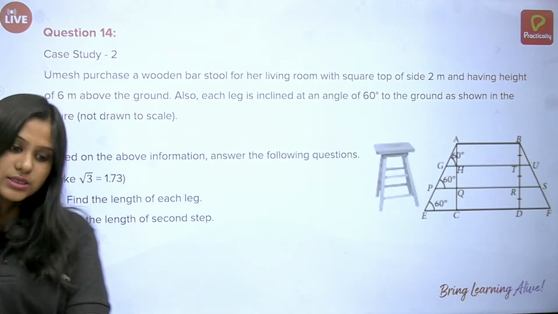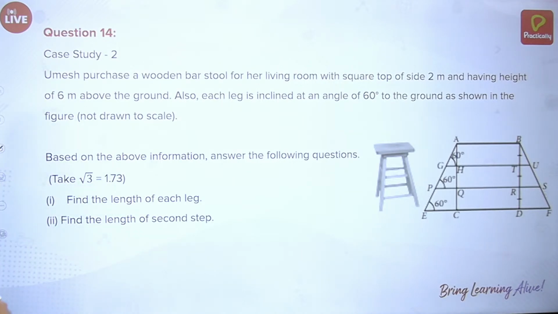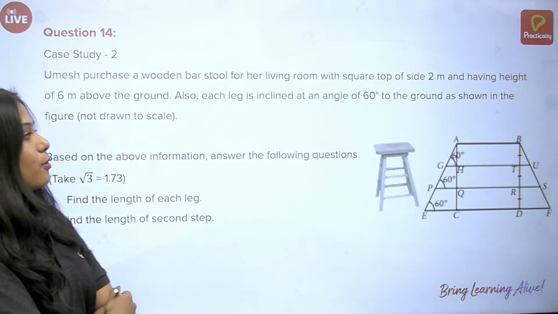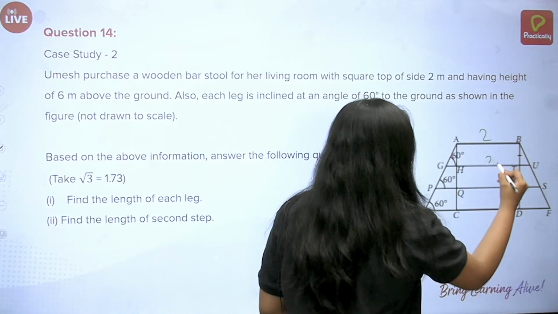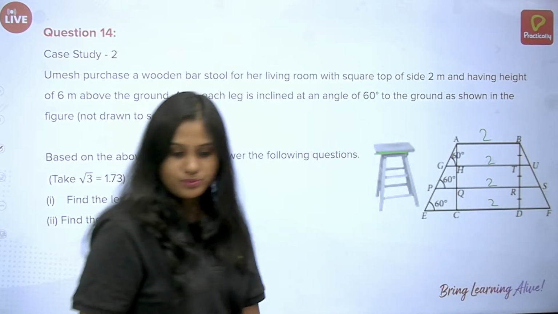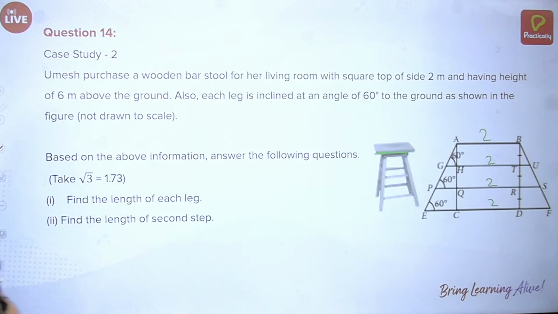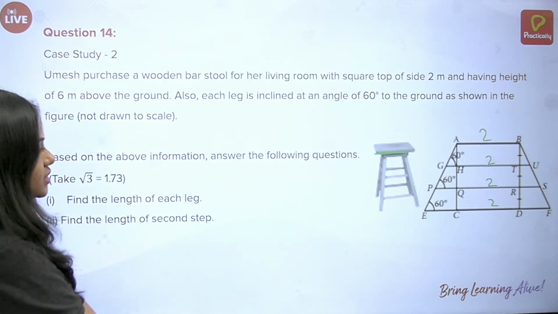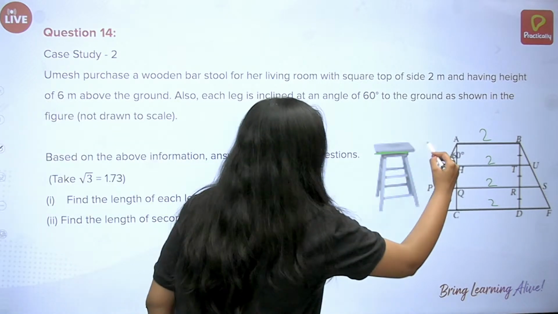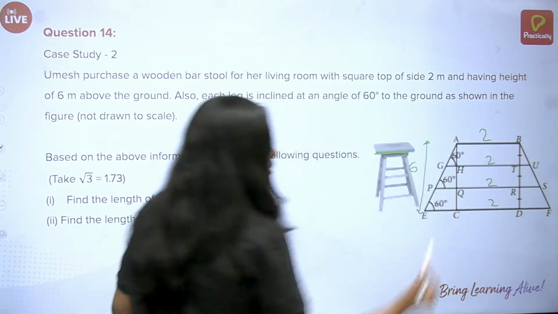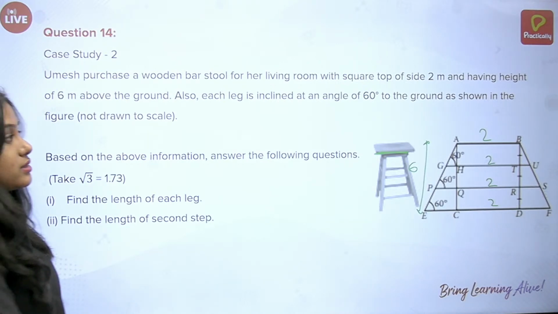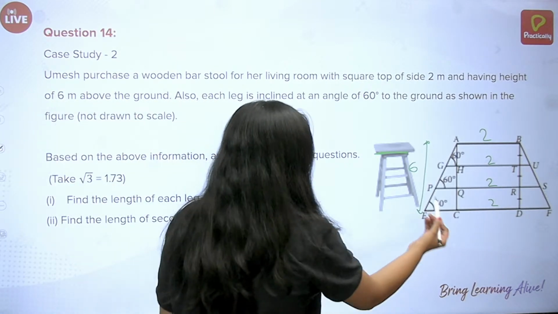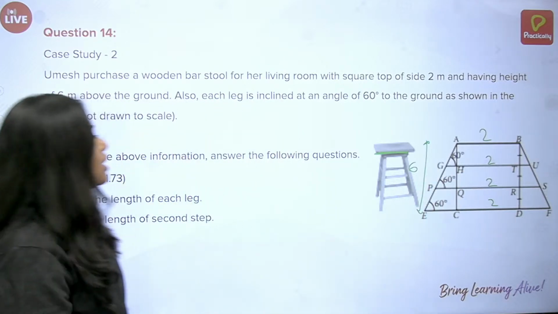Alright. So, let us read it. Umesh purchases a wooden bar stool for her living room with a square top of side 2 meters. So, this is the square top. This is 2, this is 2, this is 2. And having a height of 6 meters. So, this length is 6 meters. Correct? Also, each leg is inclined at an angle of 60 degrees to the ground. So, that is what we have. This is 60, this is 60, this is 60.